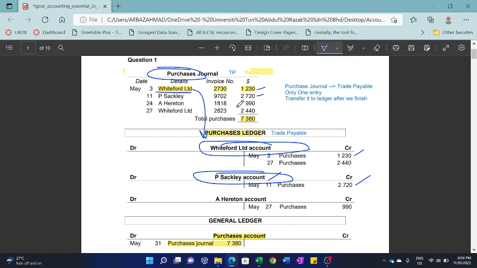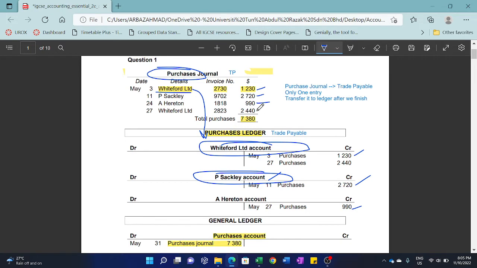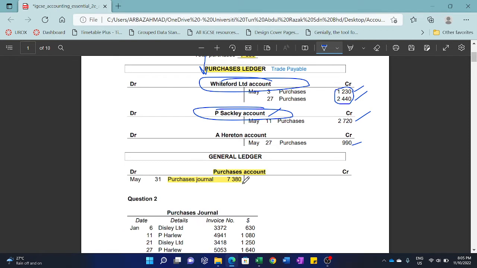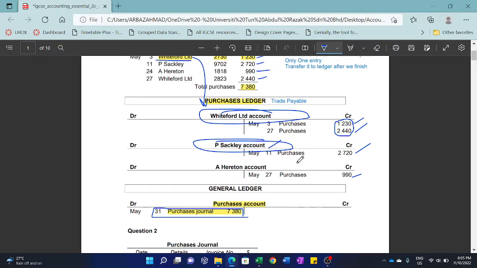And then we have Harrington, another credit amount. And then we have another for Whiteford, so you can combine them. If you want to combine them also, it's correct. If you don't want to combine them, it's fine. But here it must be combined. Here it's only one transaction. Here it's the total, and here we split the transactions because we want to know how much each person bought. If I combine them like this, I won't know who owes me how much. So that's why we split.